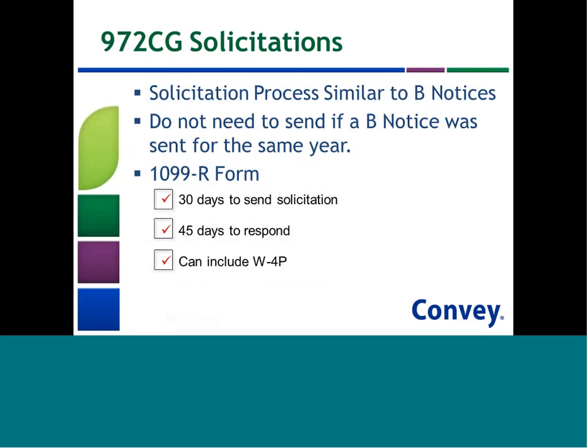Now, the solicitation process for 972CG is actually very similar to B notices. You don't need to send one if a B notice was sent in the same year. So if you get a penalty notice for an individual and you got a P notice and a B notice for that same individual, and you sent out that B notice in that same calendar year, you do not need to send out a penalty notice solicitation. There are a couple of pieces here on Form 1099-R. You only have 30 days to send a solicitation, 45 days to respond, and one thing you can do is also include a W-4P if the individual wants to do any additional withholding.